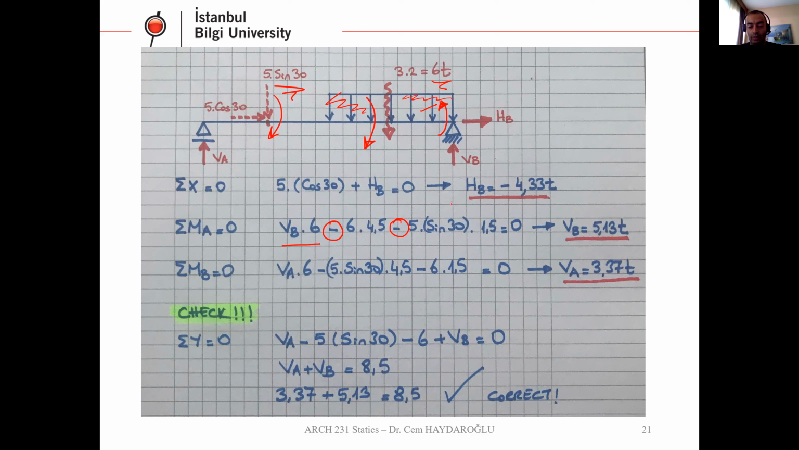Yes, 3.37 plus 5.13 equals 8.5, which is coming from the equation one line above. As you can see, VA plus VB, it's correct. So our calculation is correct here.